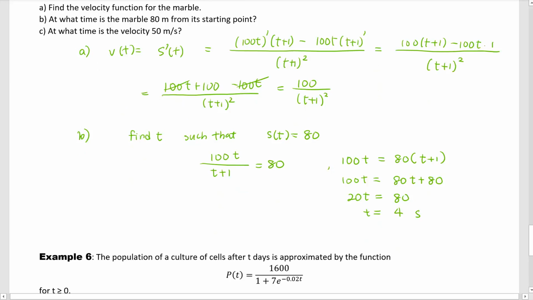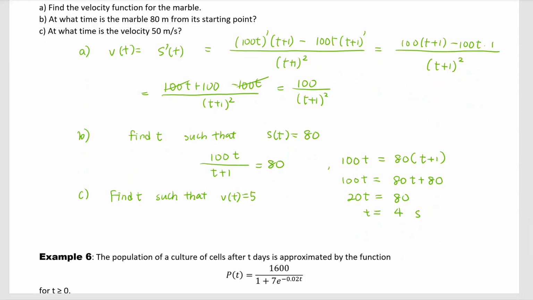Part C: at what time is the velocity 50 meters per second? So we want to find the t such that v of t equals 50. We can solve it. v of t is 100 over (t plus 1) squared, which is 50. We can flip both sides, then cross multiply. So 100 equals 50 times (t plus 1) squared.